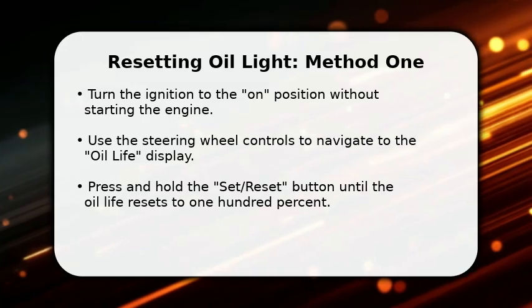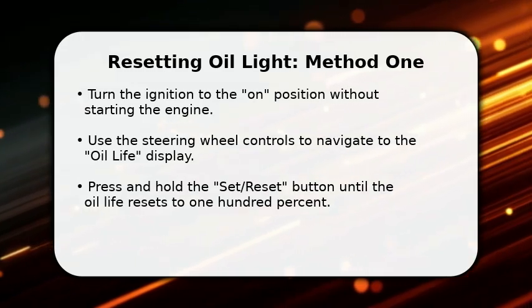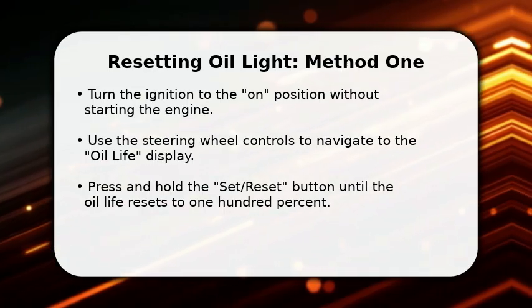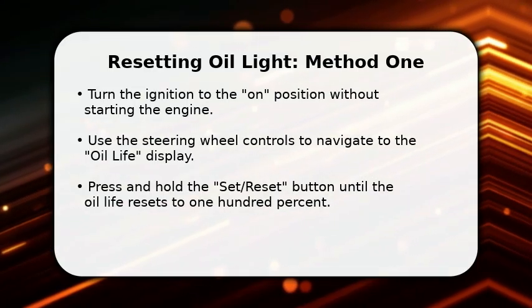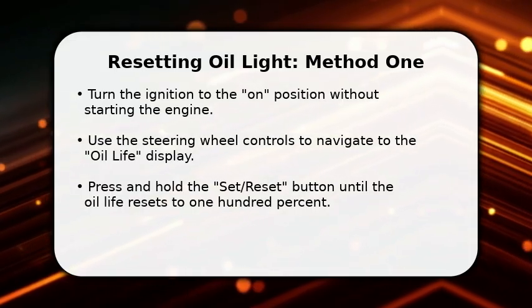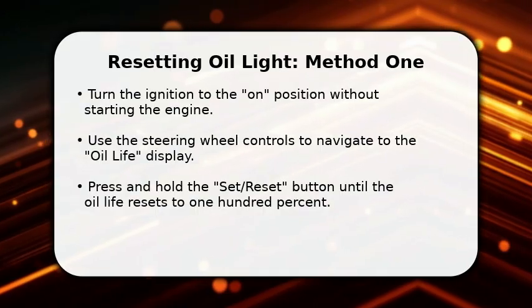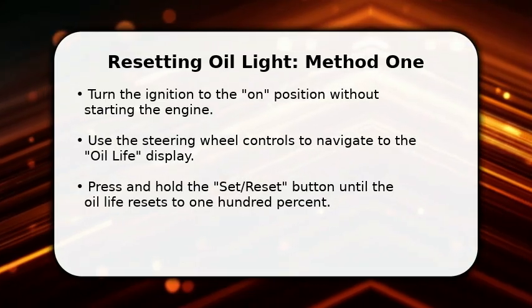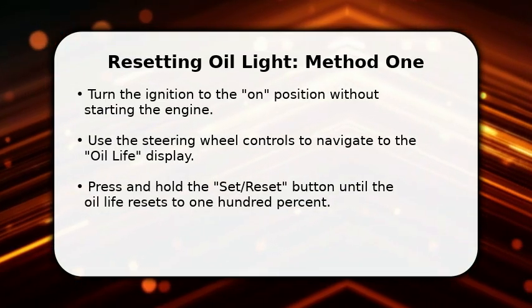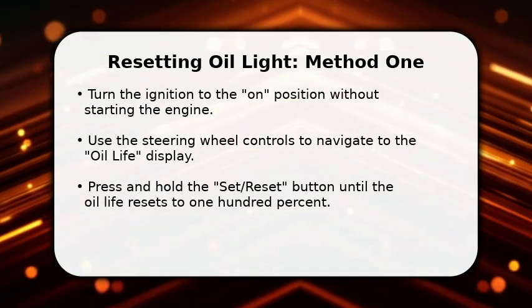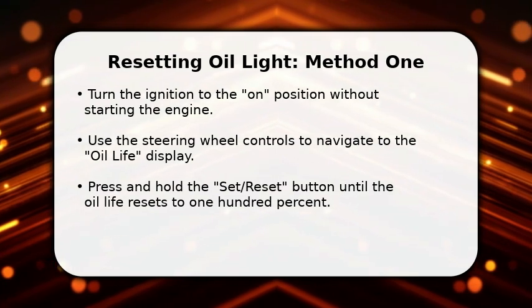Enjoy the video. In this video, I will show you how to reset your Chevy Silverado oil change light. First, turn your ignition to the on position without starting the engine. Next, use the steering wheel controls to find the oil life display on your instrument cluster. Once you see it, press and hold the Set/Reset button for several seconds. You will see the oil life percentage reset to 100%, confirming the successful reset. This method is common for many models.